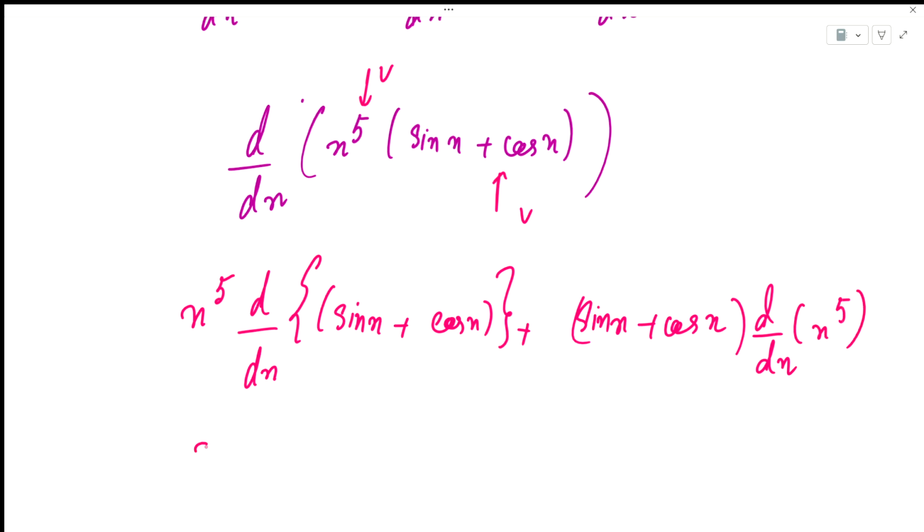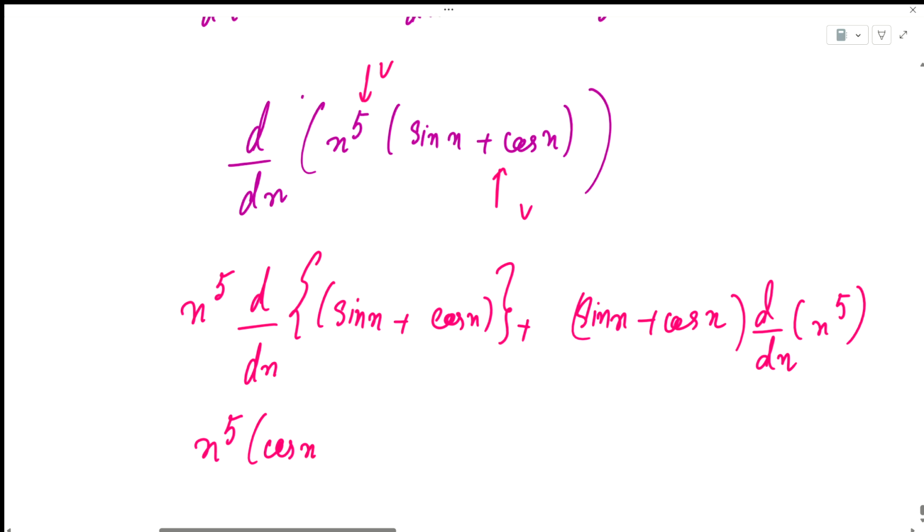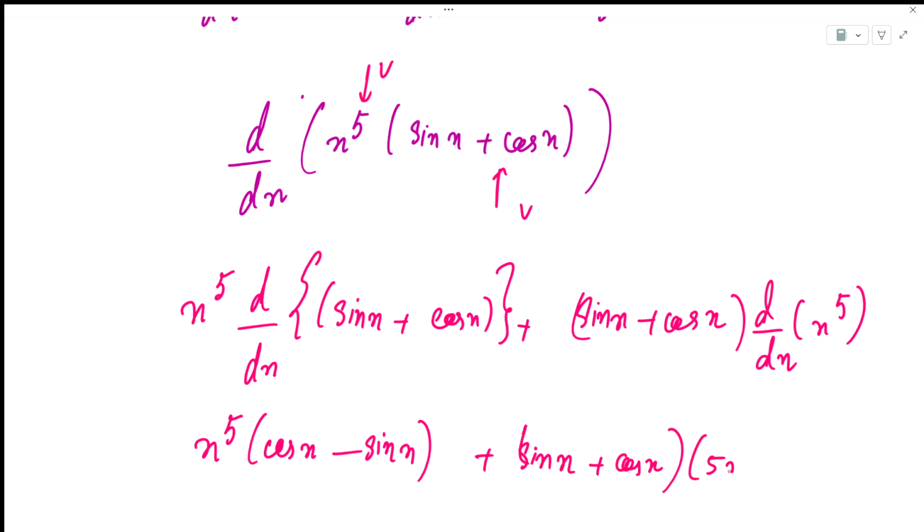So this is going to give me x to the power 5. The derivative of sin x is cos x. The derivative of cos x is minus sin x. This is going to give me sin x plus cos x. The derivative of x to the power 5 is 5x to the power 4.